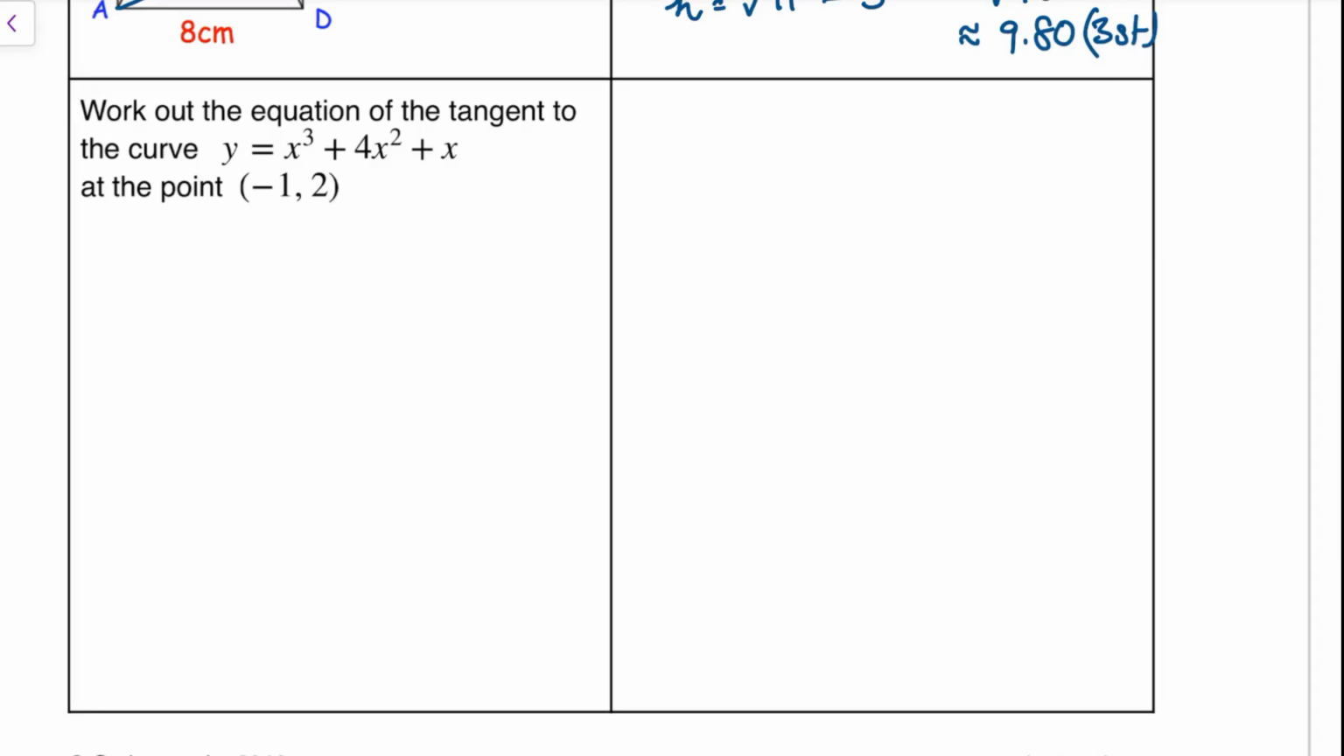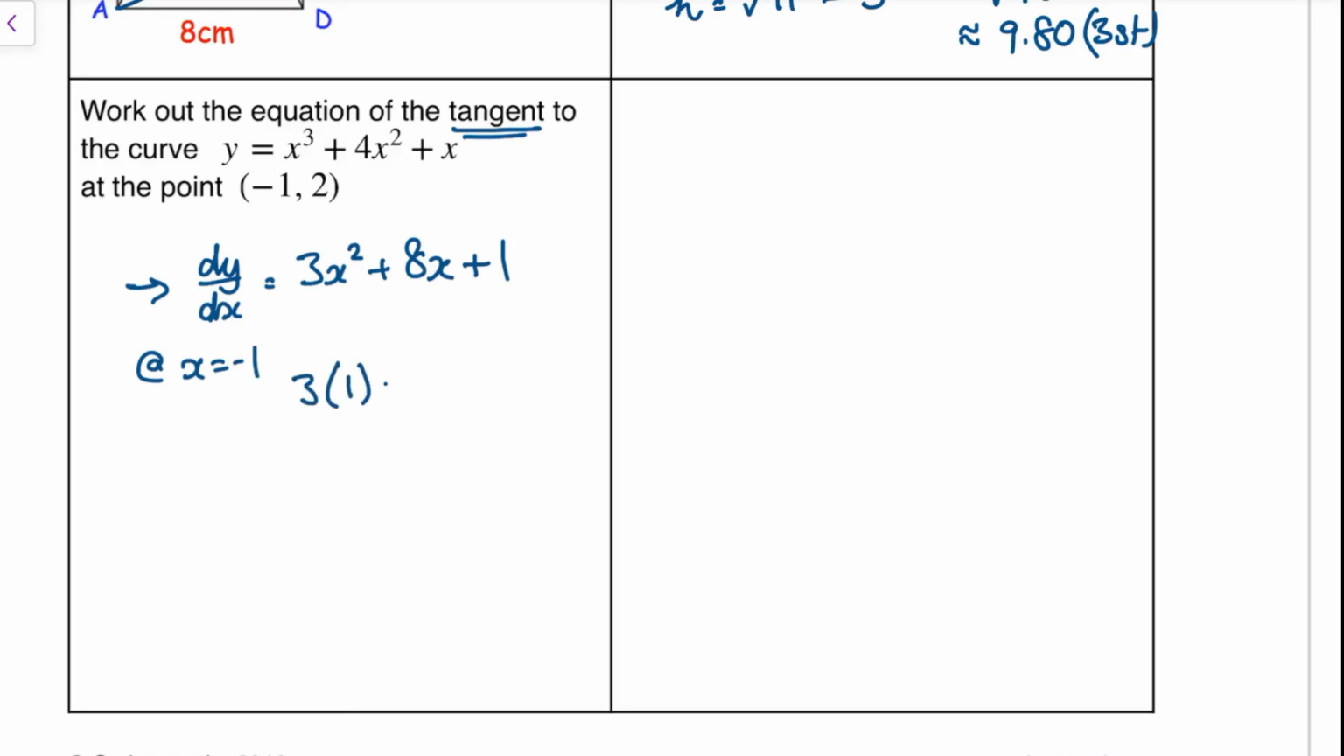Work out the equation of the tangent to the curve as given at the point as given. Now, in a GCSE, or in a further maths GCSE, I should say, tangents mean differentiation. So even if you had no idea what you were doing when you were thinking about gradients, often just differentiating will get you some marks. So if I differentiate, that's going to be 3x squared plus 8x plus 1. I want to find out the gradient. Well, this is a gradient function. So if I say at the value x equals minus 1, that's going to give me 3 times minus 1 squared, which is 1, plus 8 times minus 1, plus 1, or 3 minus 8 plus 1, which is the same as minus 4. So that's my gradient.